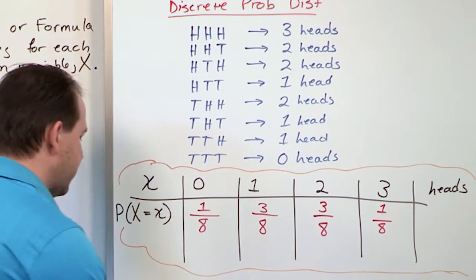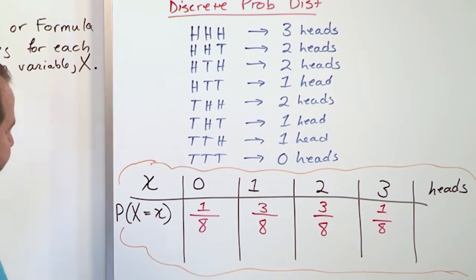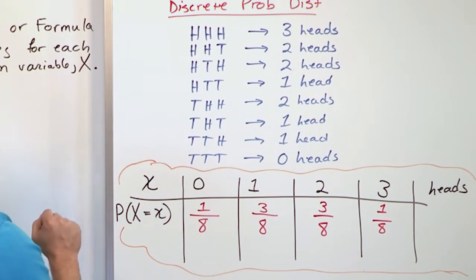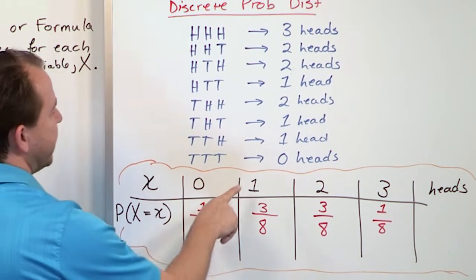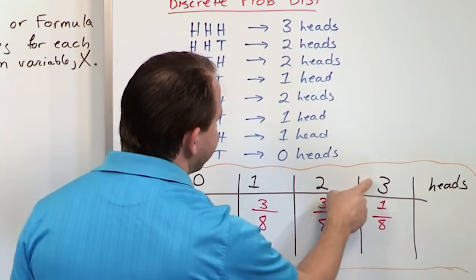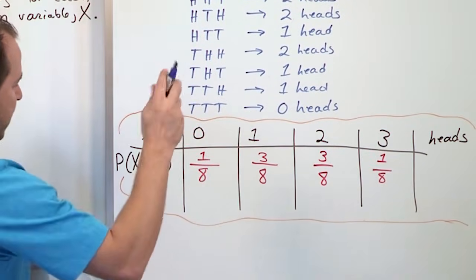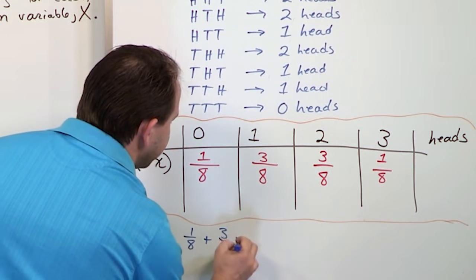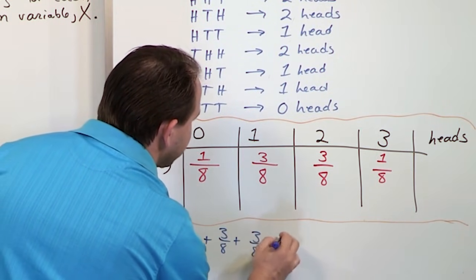There's one thing I want to point out to you that's extremely important. Here we said the probability of our random variable having 0 heads is 1/8. Probability of getting 1 head is 3/8. Probability of 2 heads is 3/8. Probability of 3 heads is again 1/8. Let me show you something. What is 1/8 plus 3/8 plus 3/8 plus 1/8?